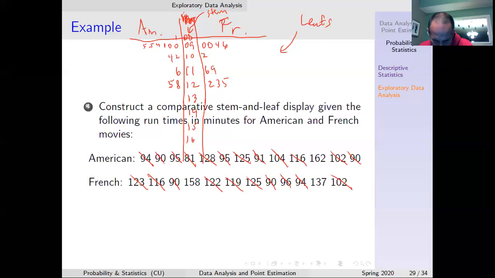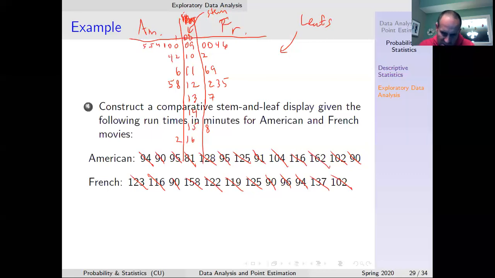Now, what's going on here? It looks like on the French side, I have a 137. And what else? I have a 158. And on the American side, I have a 162.